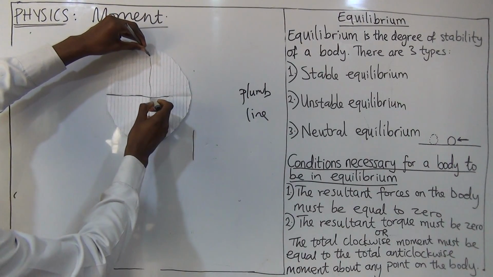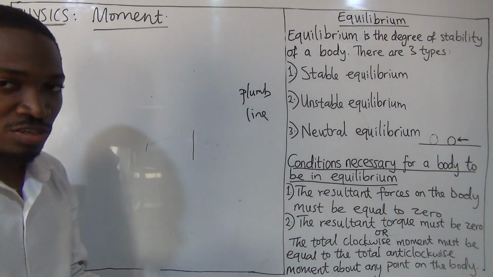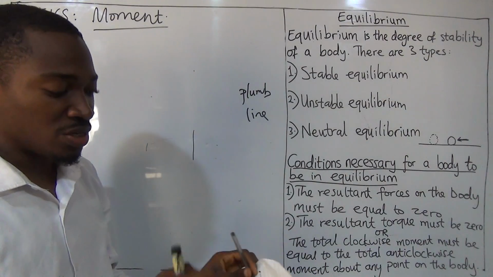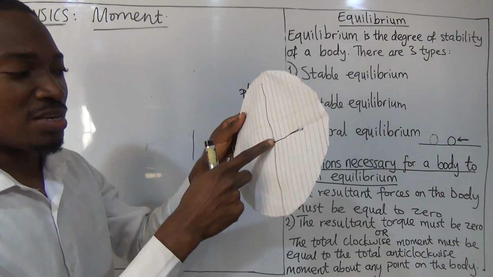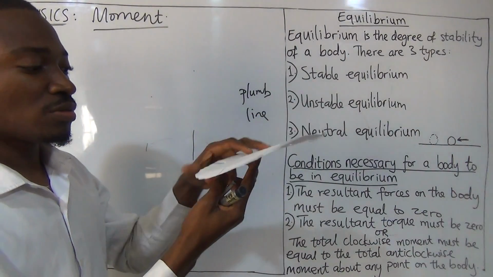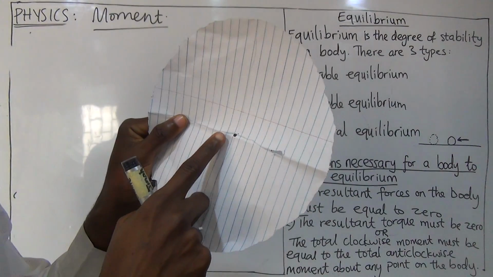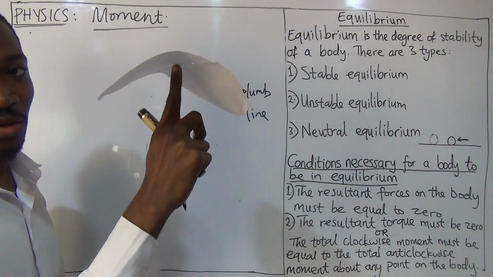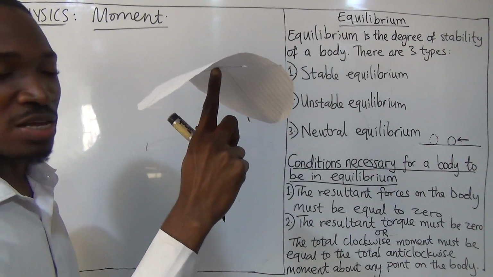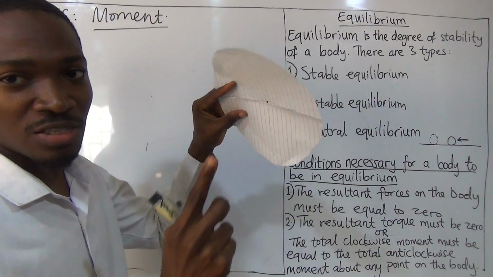Where these lines meet is the position of the center of gravity. That means I can successfully hold it at this point. If I place my hand at this very point, this object will hang freely. Why? Because there's no resultant moment. I'm holding it at the center of gravity.